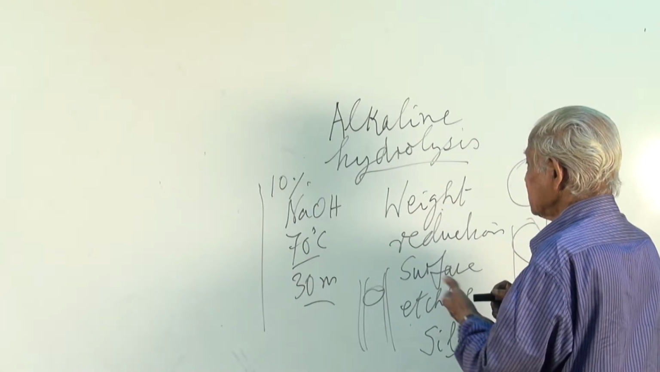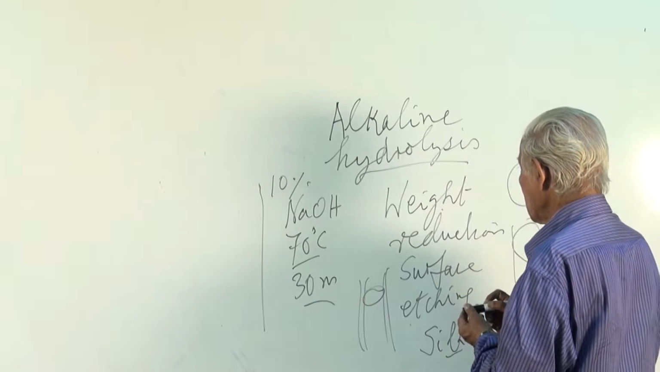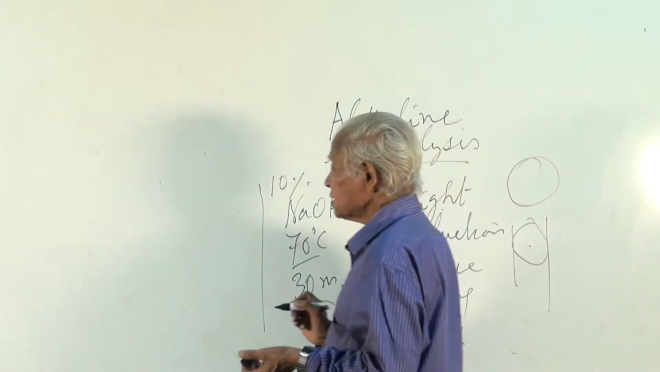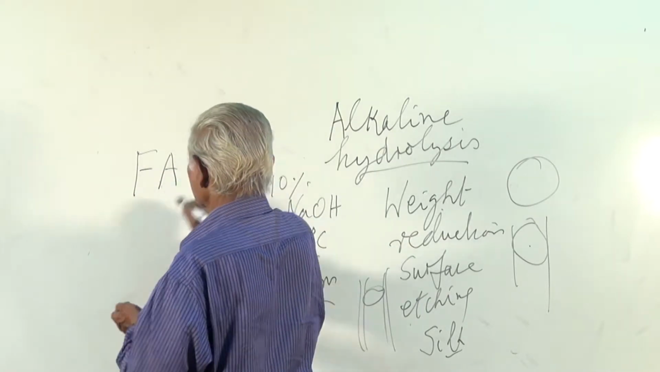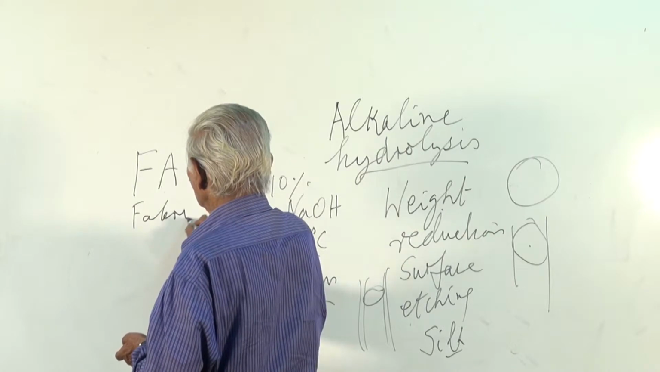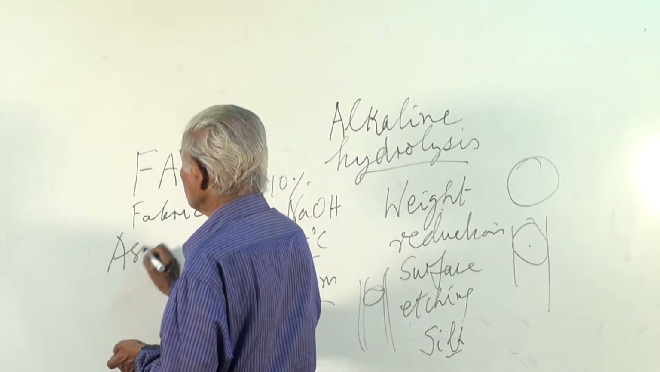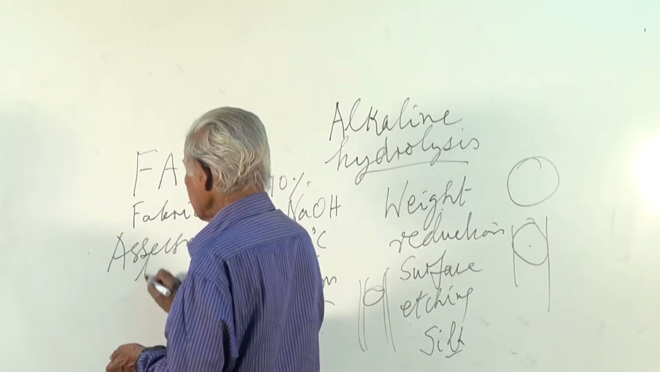And this improves the handle of the material also. And the handle can be determined by using this Kawabata evaluation system. And one more development that has taken place in handle evaluation is FAST. FAST stands for Fabric Assessment by Simple Testing.